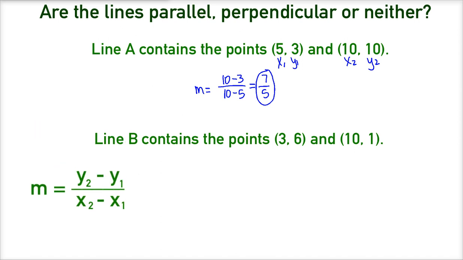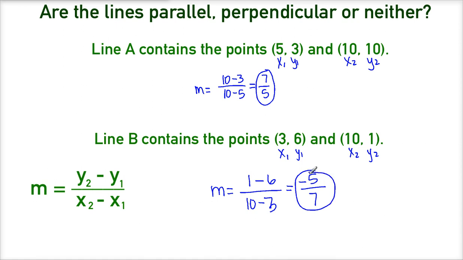Line B, this point is x1, y1, and x2, y2. Plug them into the formula. So y2 minus y1 is 1 minus 6, and x2 minus x1 is 10 minus 3. Okay, 1 minus 6 is -5. 10 minus 3 is 7. So the slope of this line is -5/7.